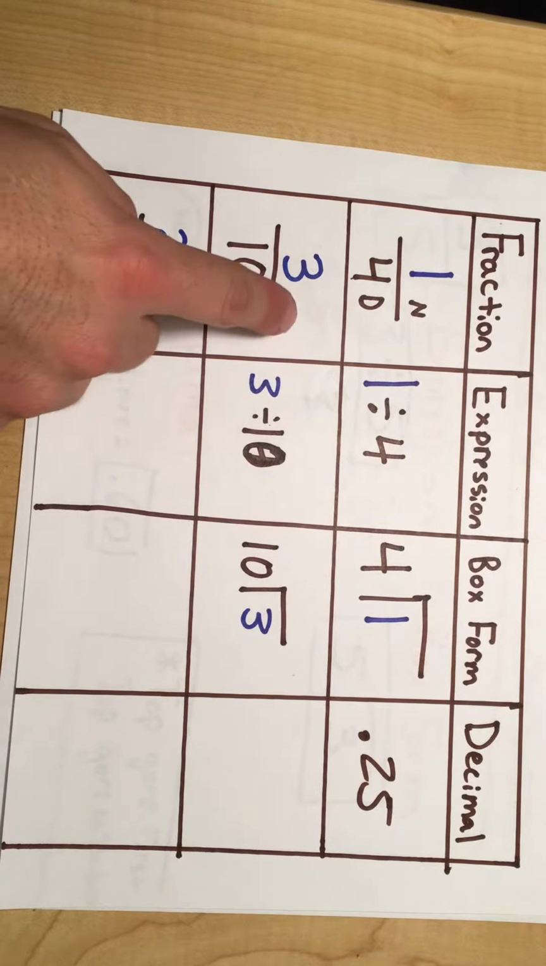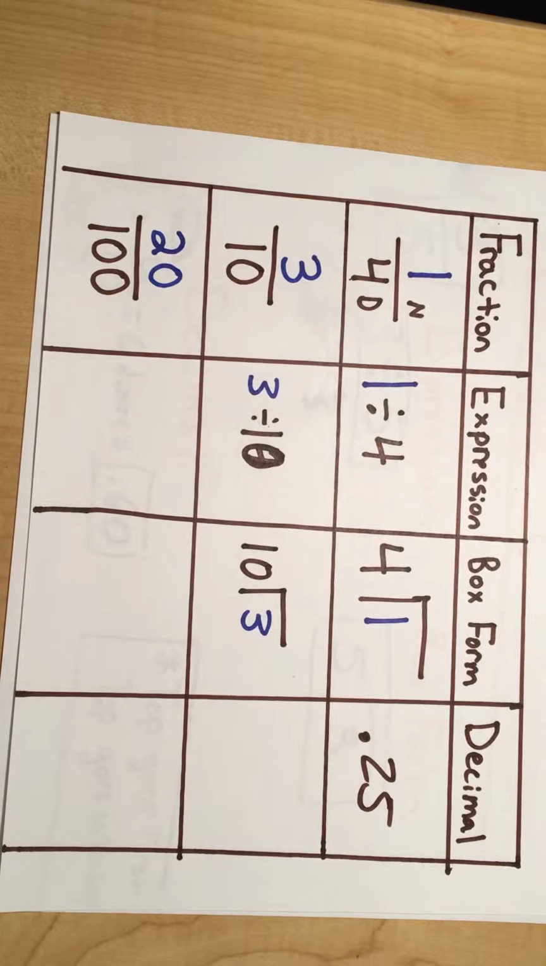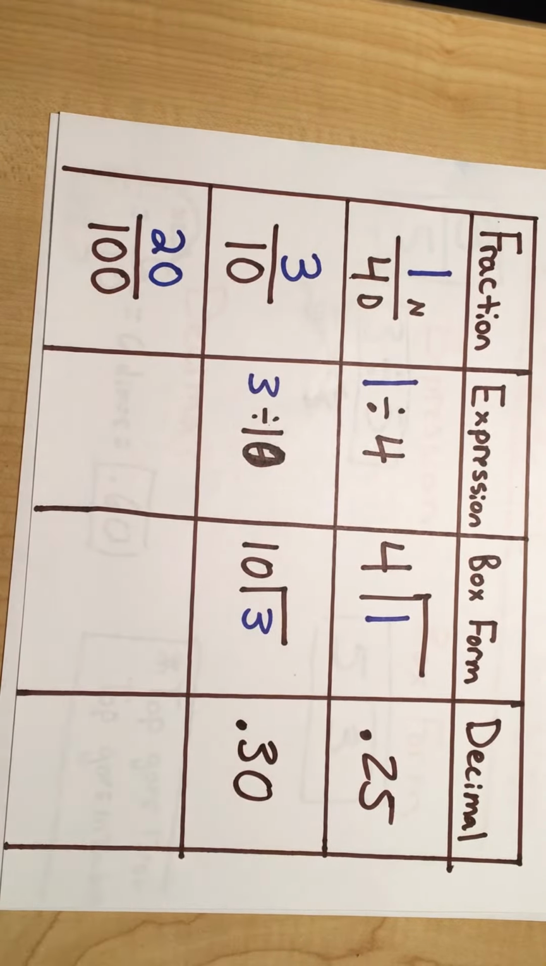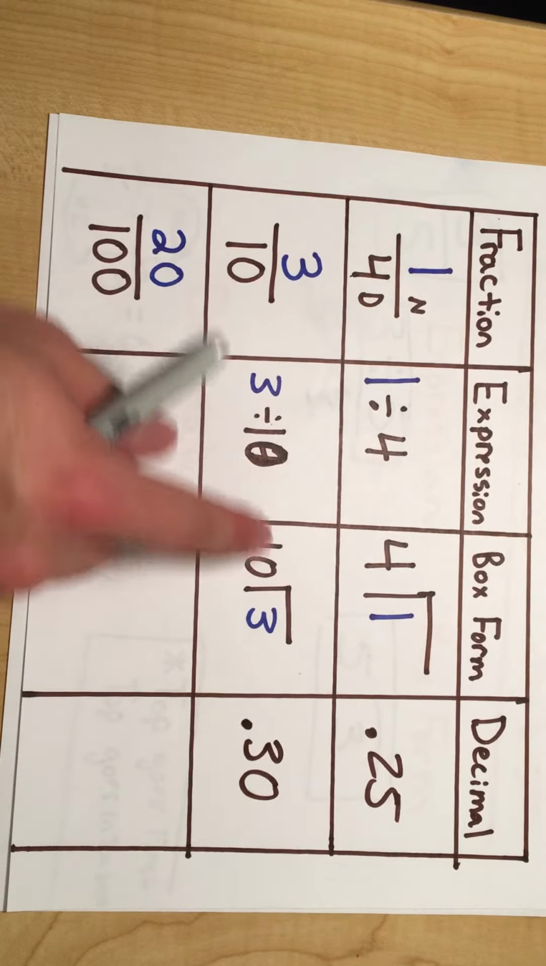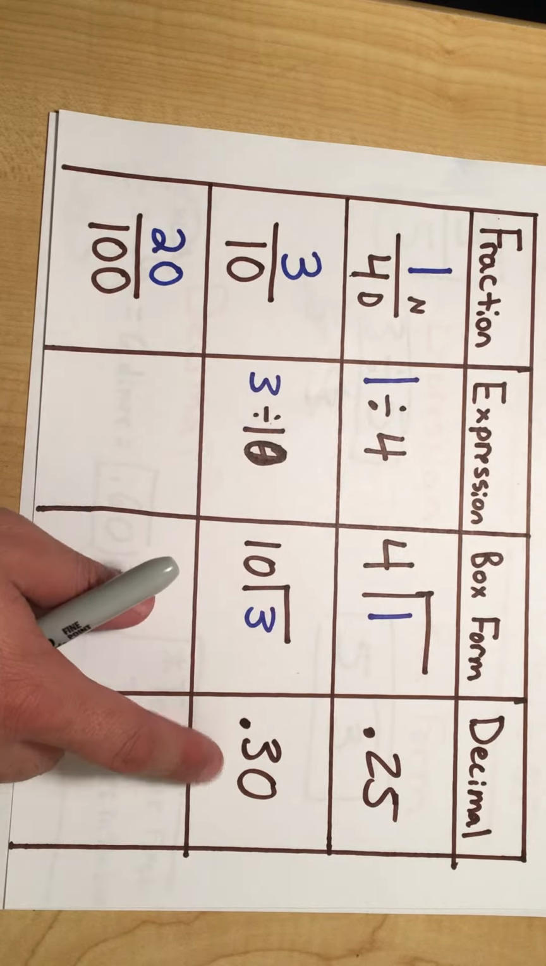And 3 over 10, that's the same as 3 dimes. 3 dimes have a value of 30 cents. So we could represent this fraction, 3 over 10, as 3 divided by 10, 3 in the box, 10 outside, and we could also represent that as 30 cents.